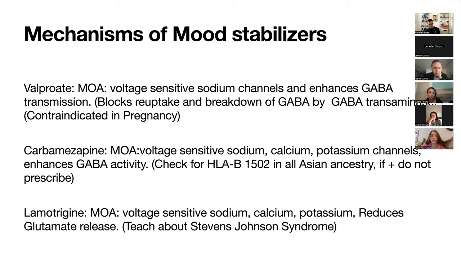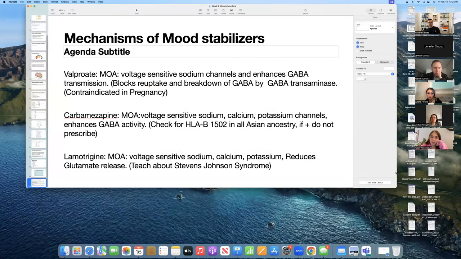Any questions? Oh, there you go. HLA-B1502 and all Asian ancestry. I knew I was getting to it. All right, that's all she wrote.